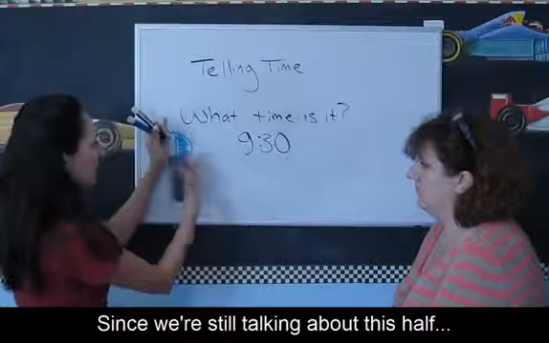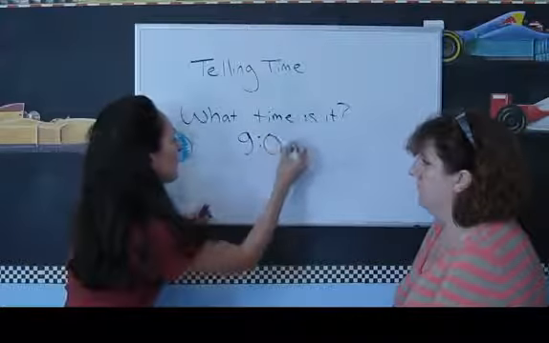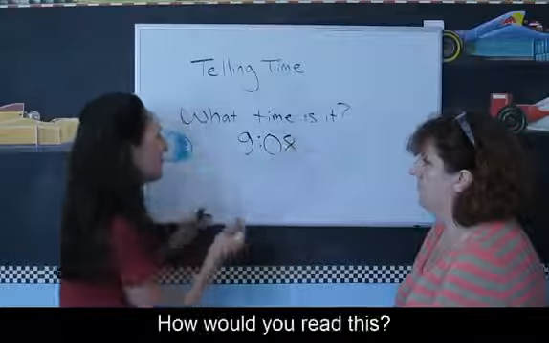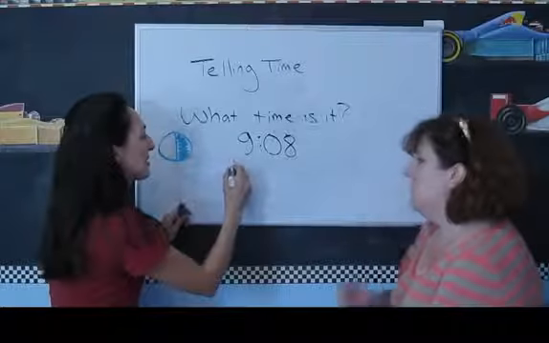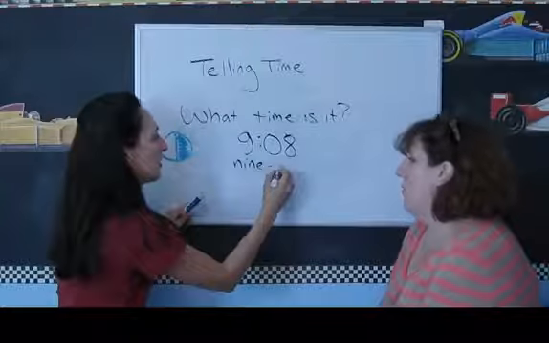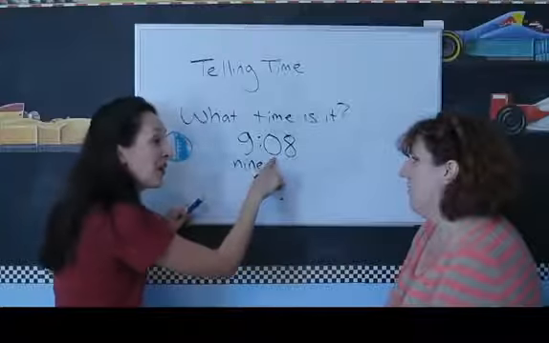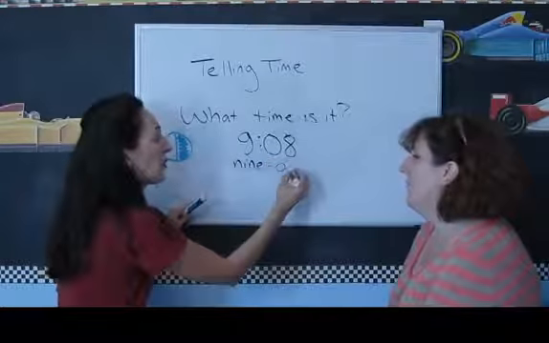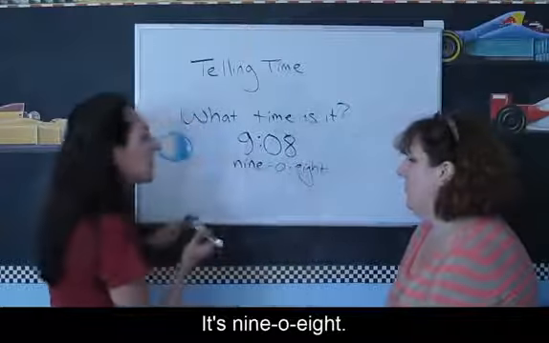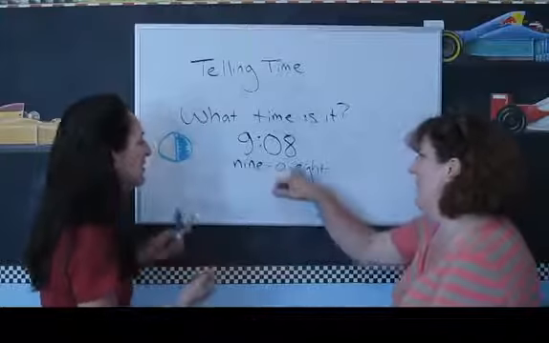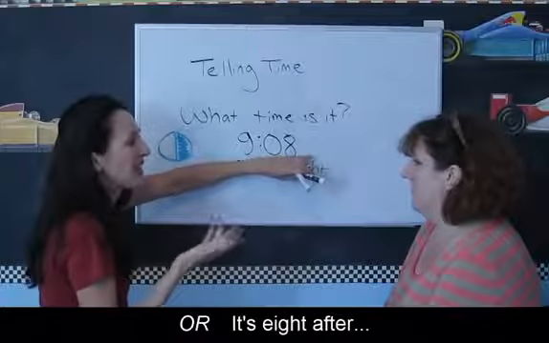Since we're still talking about this half, let's change this to 9:08. How would you read this? What time is it? It's 9 oh eight. What do Americans say? We don't say oh. It's 9:08. So when we don't really write this, we say it's 9:08, or it's 8 after.